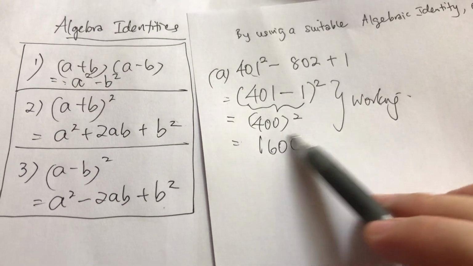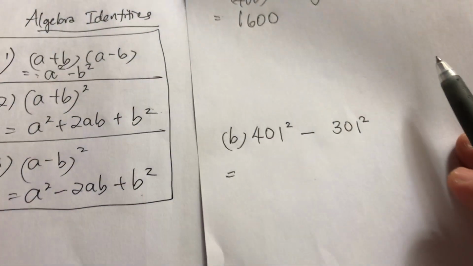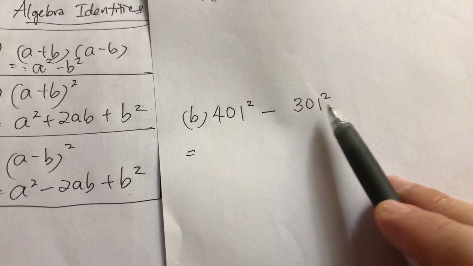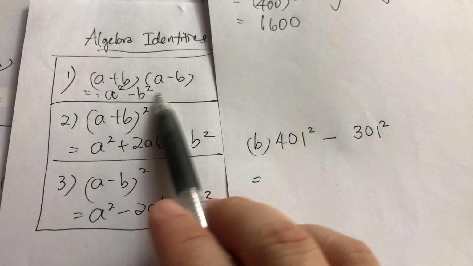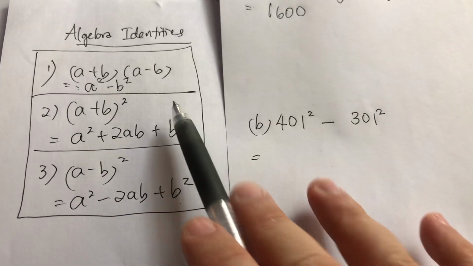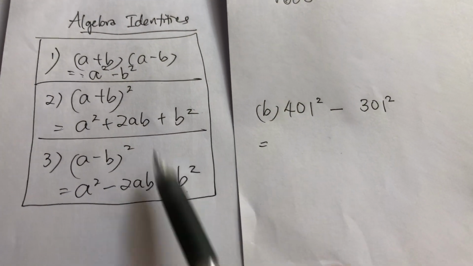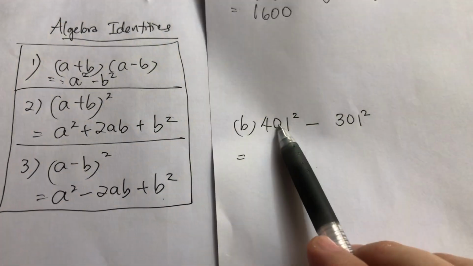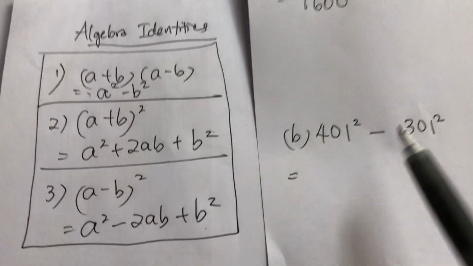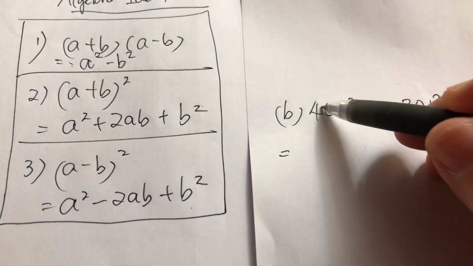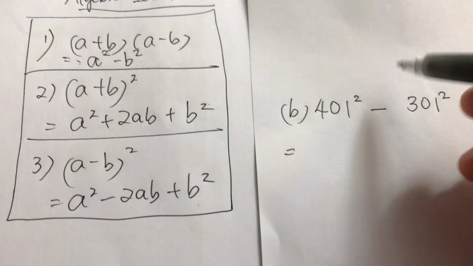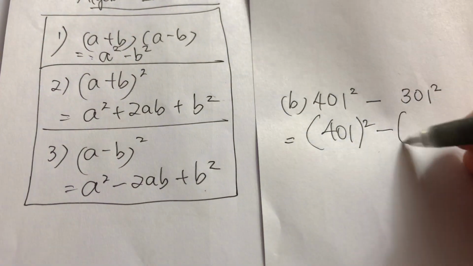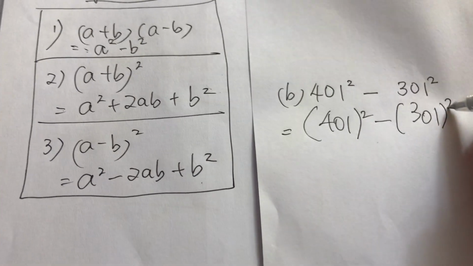Alright. Okay, now let's go to another example. 401 squared minus 301 squared. Now, which of these identities do you think we can apply here? It can't be this, because there are 1, 2, 3 terms here, whereas there are only 2 terms here. And you should be able to identify that this is the difference of 2 squares. Meaning 401 squared minus 301 squared.